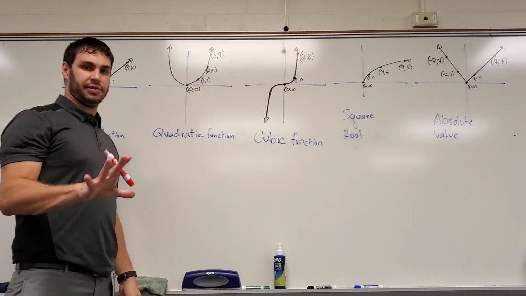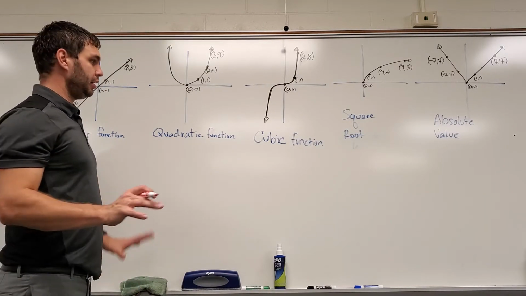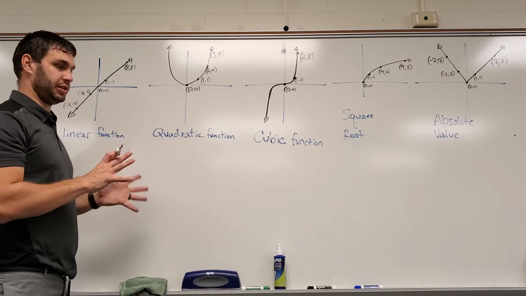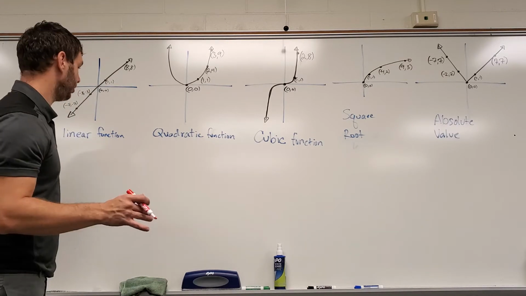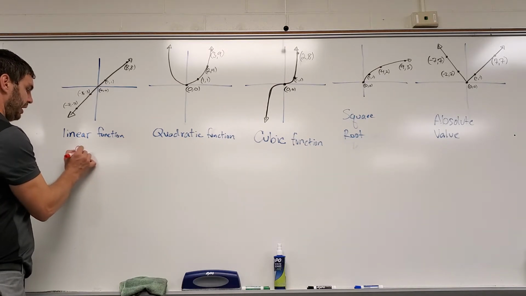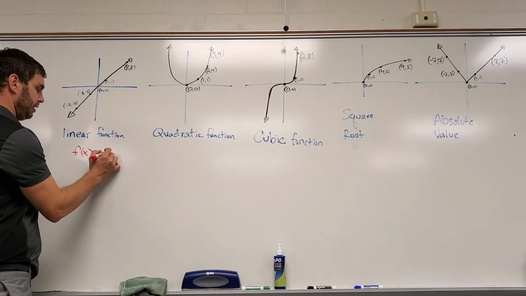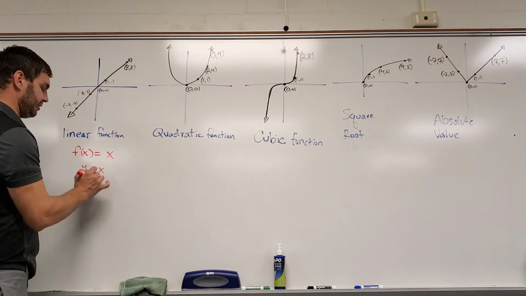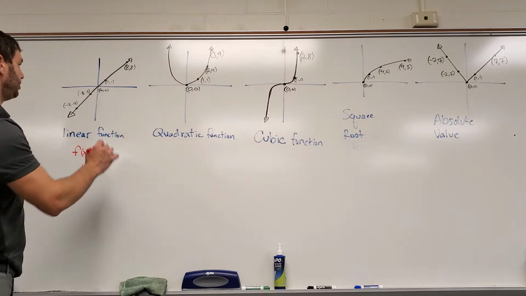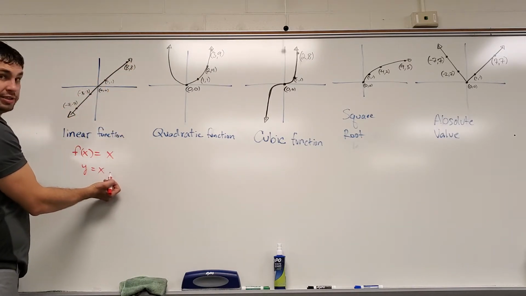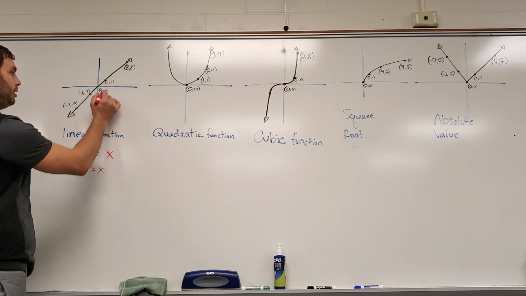All right, we're going to talk about the 5 parent functions that we're going to use to make some of the transformations and shifts on the graphs we're going to use here. So we're going to start with our linear function, and this is going to be f of x equals x, or y equals x, right? That's the same thing. And this is just going to be the line where it has a slope of 1, right? Up 1 over 1.